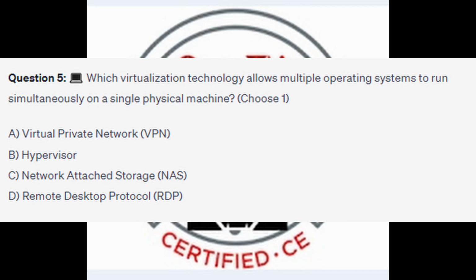And for the next question of our exam, question number 5. And the question states, which virtualization technology allows multiple operating systems to run simultaneously on a single physical machine? Choose 1. Is it A, virtual private network or VPN? Is it B, hypervisor? Is it C, network attached storage or NAS? Or is it D, remote desktop protocol or RDP? You now have 5 seconds.